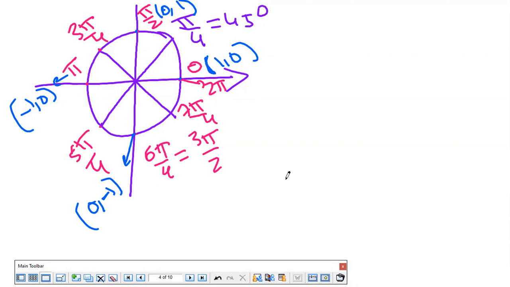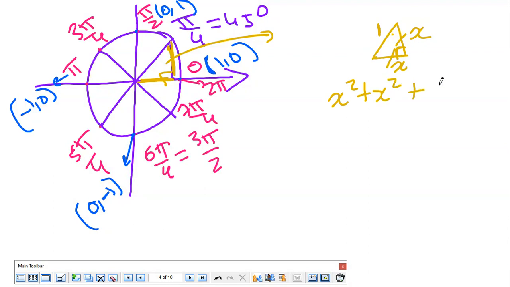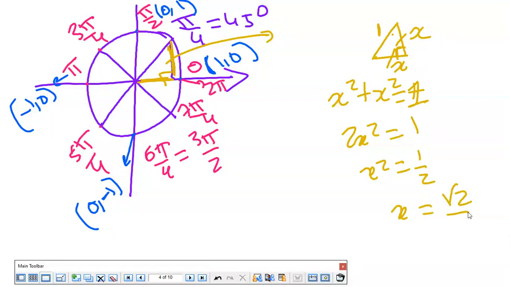Now my objective is to find the distance here. Let me change the color. What is the measure of this length and this length? If I take out this triangle here, it is a right isosceles triangle, and this side is 1. This is x and this is x. Here it's 90 degrees, 45, 45. So if I do Pythagoras, x squared plus x squared is equal to 1. So 2x squared is 1, x squared is half, which means x is radical 2 over 2.